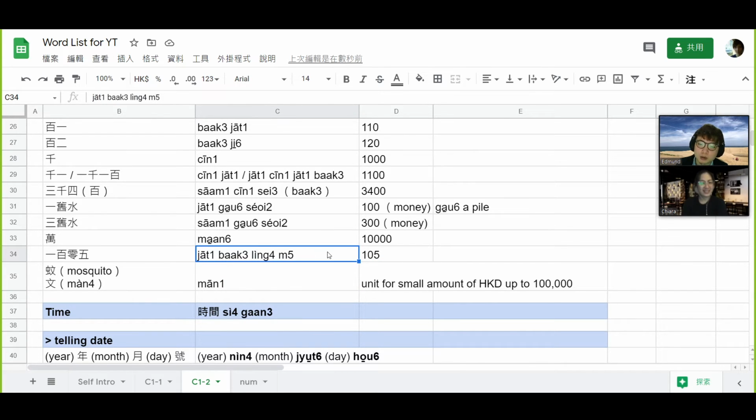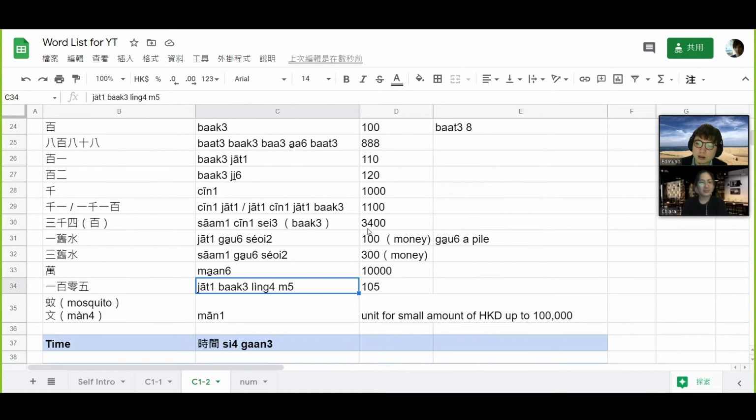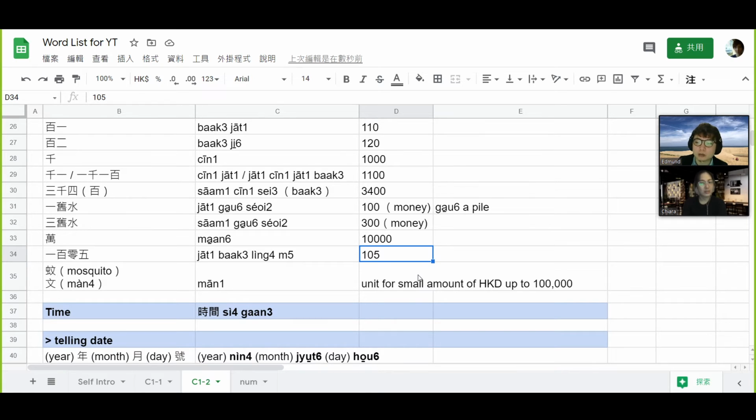So for example, if you say 100, we say $100. You can say 一嚿水, but you can also say 100蚊, yatbakman, like $100. So man is just like the unit dollar. But when it goes bigger, we don't use this unit.